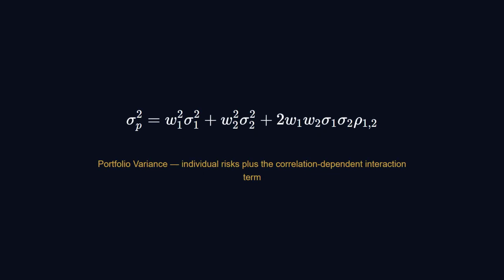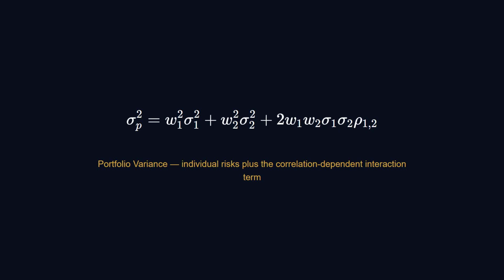Portfolio variance is where the magic happens. Variance of RP equals W1 squared times sigma 1 squared plus W2 squared times sigma 2 squared plus 2 times W1 times W2 times sigma 1 times sigma 2 times rho. The first two terms are the individual risk contributions. The third term is the interaction term that depends on correlation.